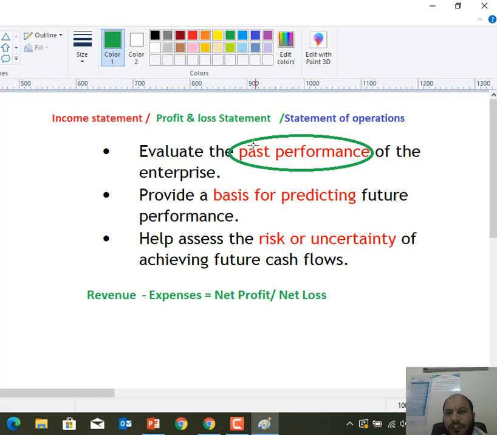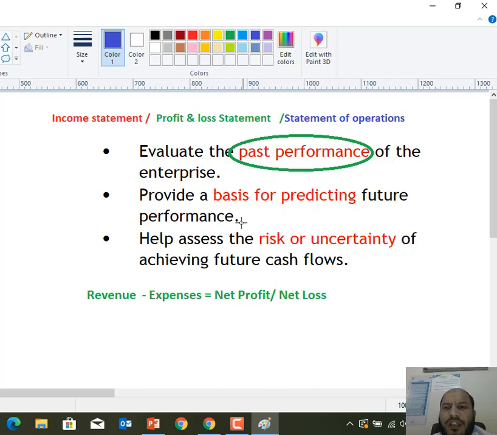So how can you understand the past performance? The income statement will tell you whether your business is in profit or in loss. If we prepare the income statement, it will tell us about the profit and loss of the business, and profit and loss is for the past activities of the business. That is, from the income statement we can judge the past performance of the business, of an entity, or of an enterprise. So dear students, this is one of the advantages of the income statement.